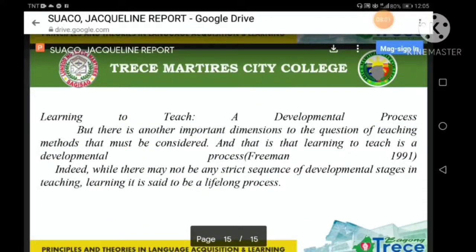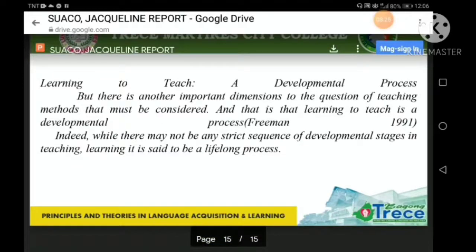Learning to teach, a developmental process. But there is another important dimension to the question of teaching method that must be considered, and that is that learning to teach is a developmental process, by Freeman, 1991. Indeed, while there may not be any strict sequence of developmental stages in teaching, learning it is said to be a lifelong process.